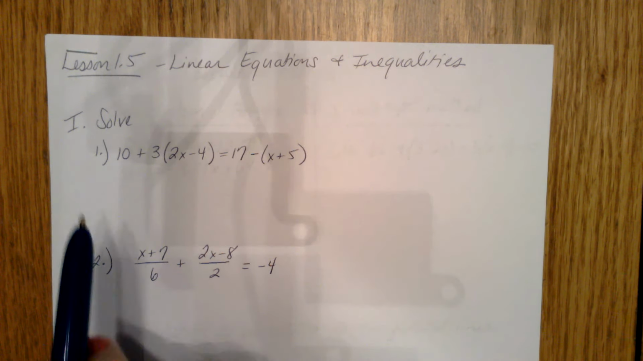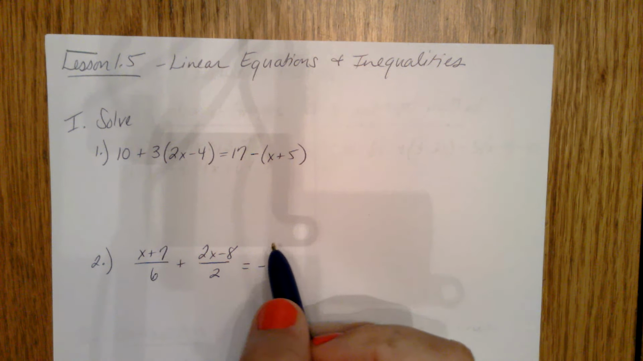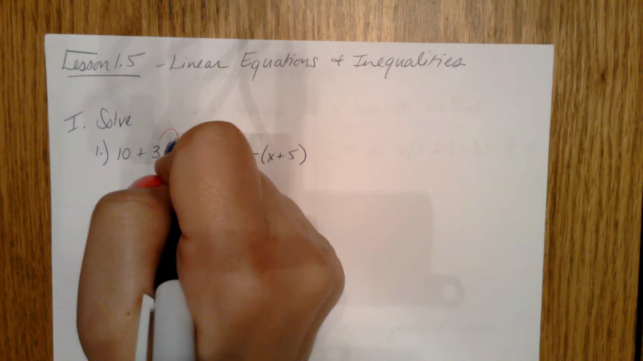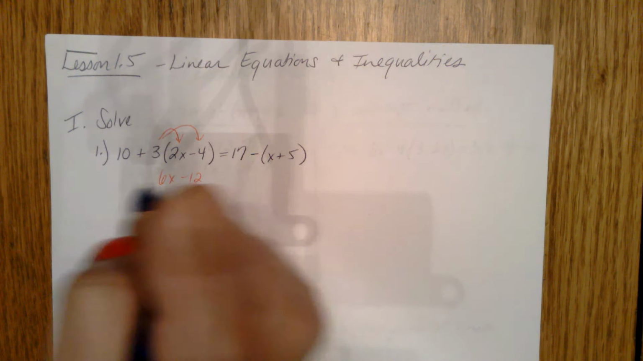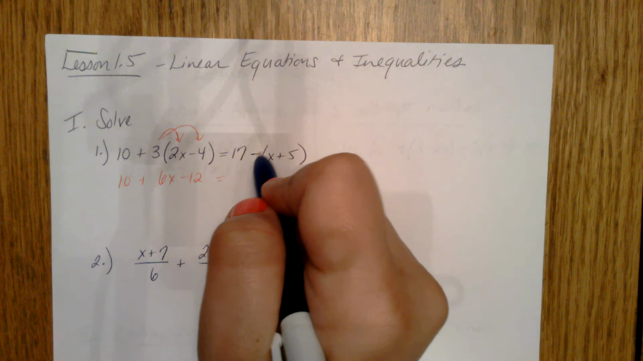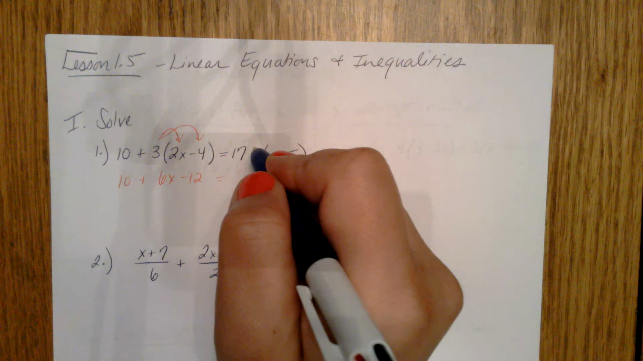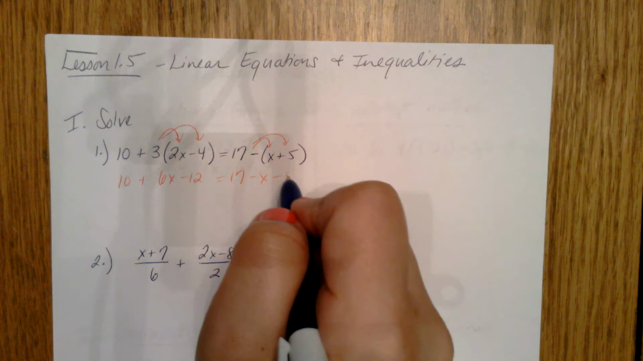So let's begin. Solve 10 plus 3 times 2x minus 4. You should always remember to distribute first. 6x minus 12. Keep the 10 equals. When there's a minus sign in front of parentheses, I just like to distribute it. So 17 minus x minus 5.